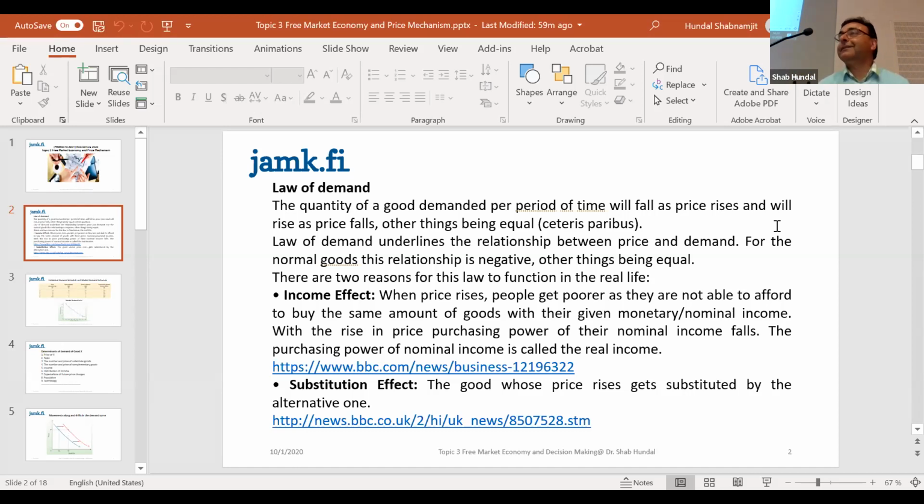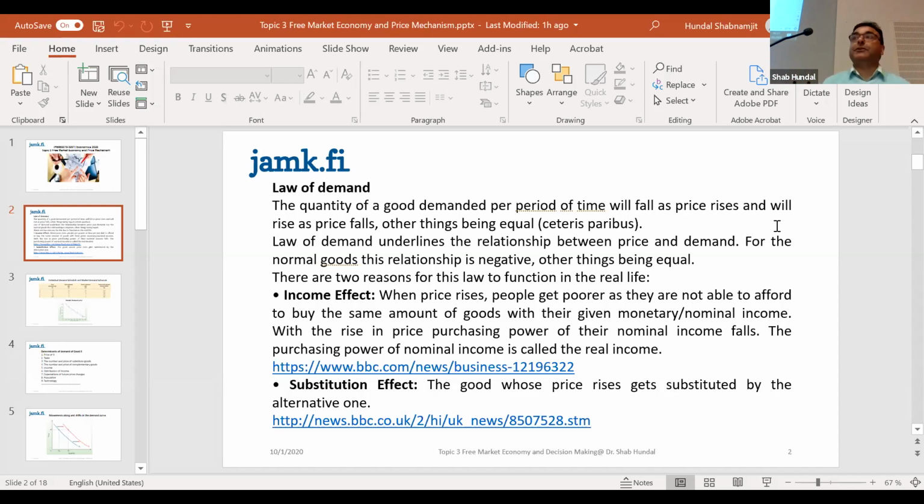Why not? If you take more, it doesn't mean that it will become cheaper. You said very right. In fact, if you demand more, the price will go up, and if you demand less, the price will go down. So when you say price and demand, it means price is the cause and demand is the outcome. That is what we study in the law of demand.